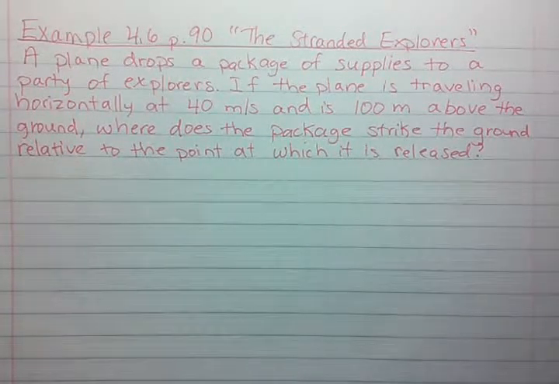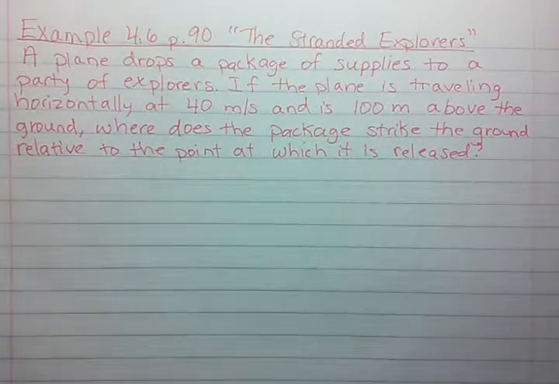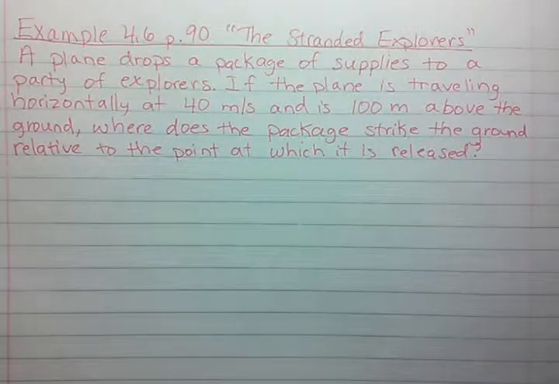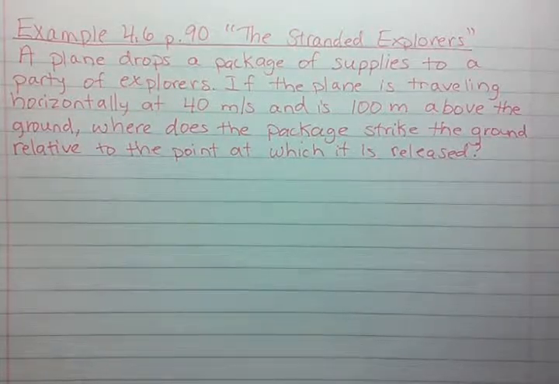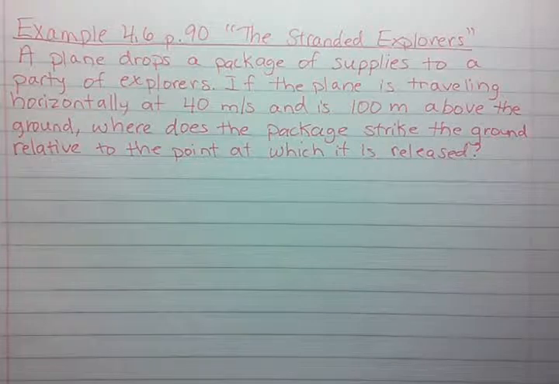In this video, we are going to be solving example 4.6 on page 90 of the AP Physics textbook. This problem is called The Stranded Explorers. A plane drops a package of supplies to a party of explorers. If the plane is traveling horizontally at 40 meters per second and is 100 meters above the ground, where does the package strike the ground relative to the point at which it is released?